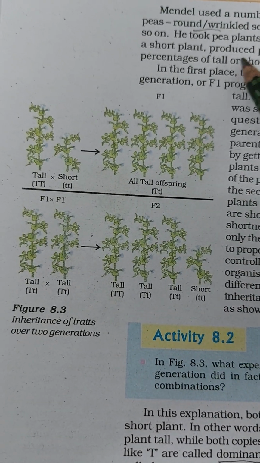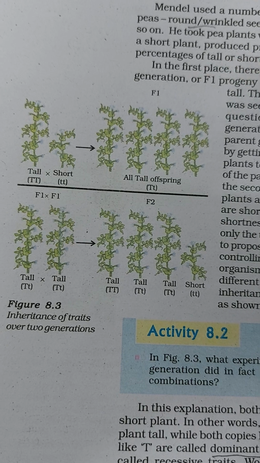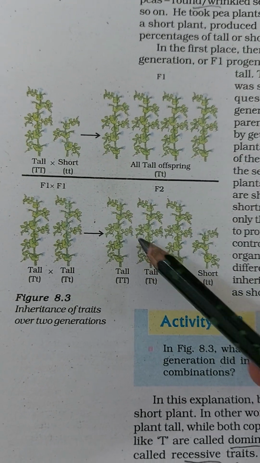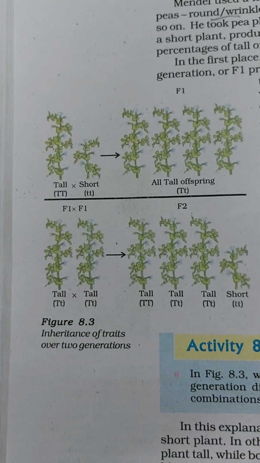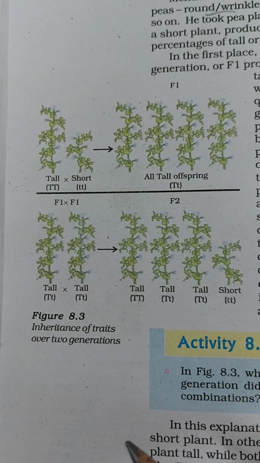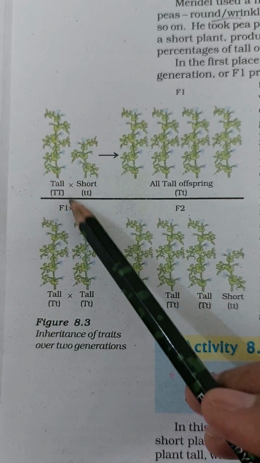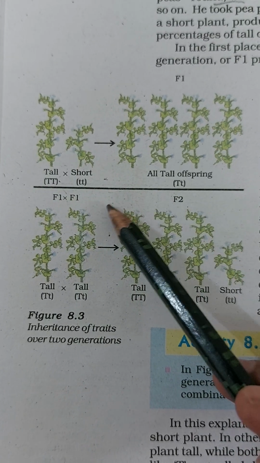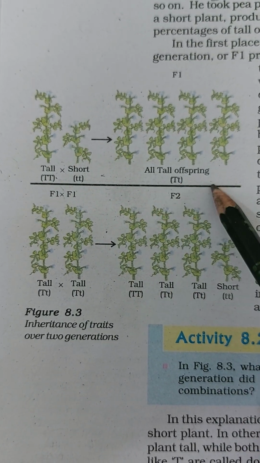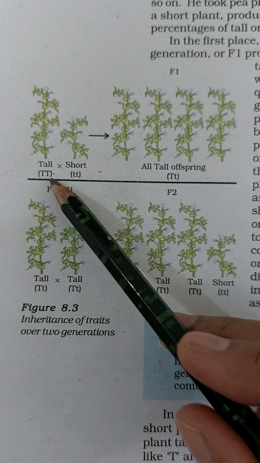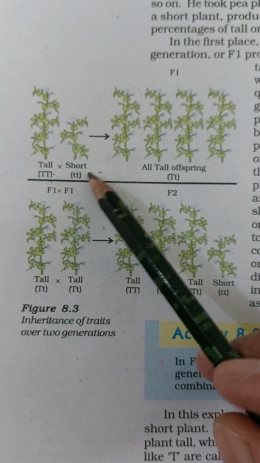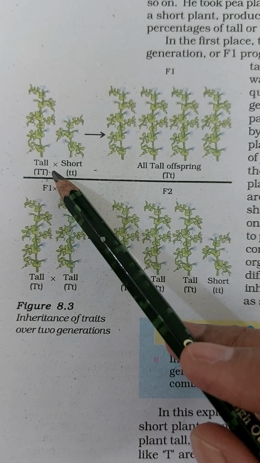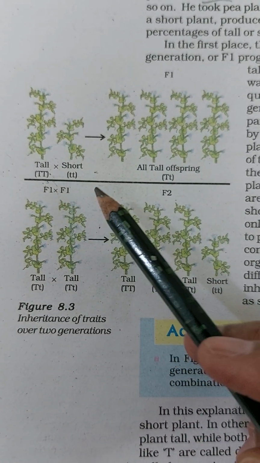So he took contrasting characters, like pea plants with different characters, a tall plant and a short plant. When he took into account only a single character, tallness and dwarfness, this was known as monohybrid cross, right? So he took two plants, tall and short, and cross pollinated them. And in the first, F1 generation, he got all tall plants, and these letters, capital T T, small t t, indicate the genes or the factors, like we said traits, dominant trait, recessive trait.